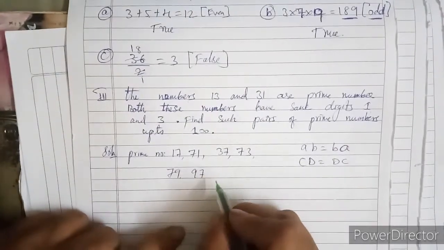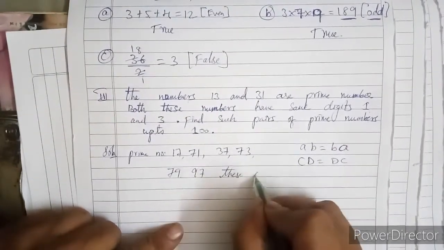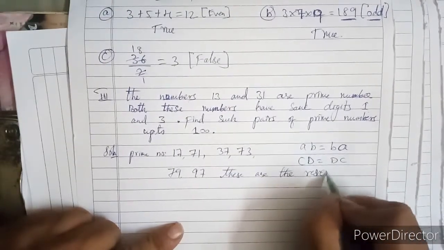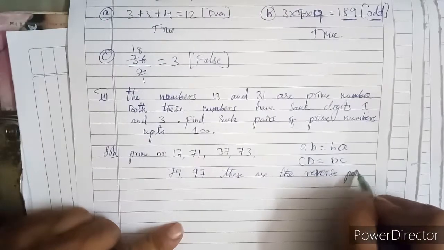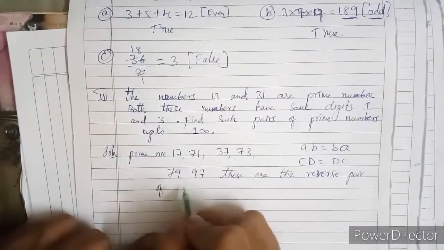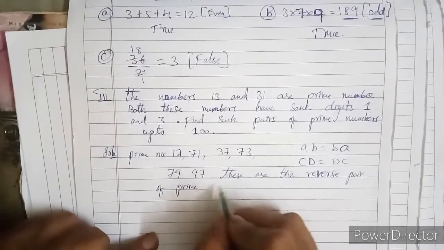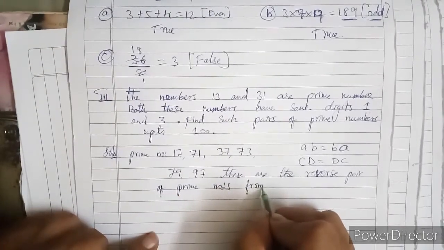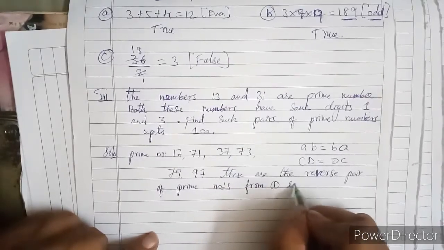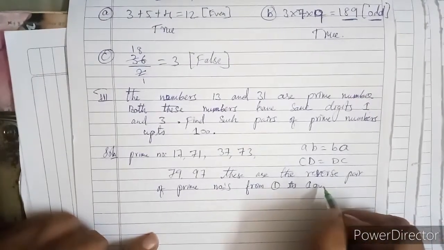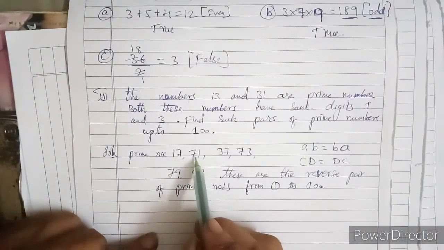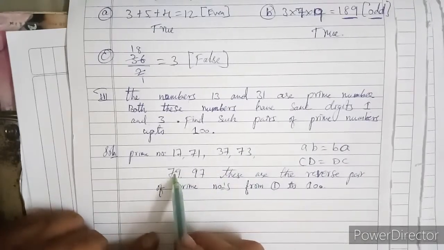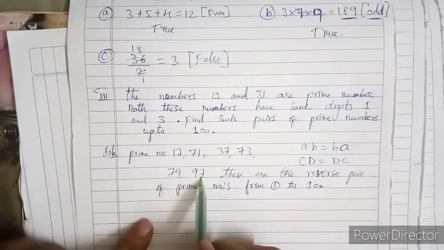These are the reverse pairs of prime numbers from 1 to 100. These are the prime numbers. 17, that reverse is 71. 37 and the reverse is 73. 79 is the reverse of 97.